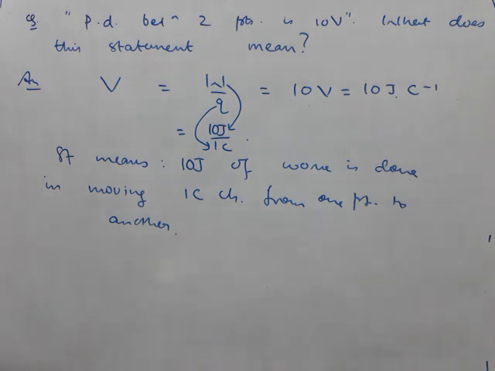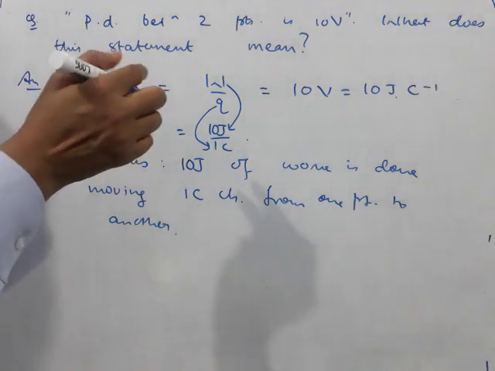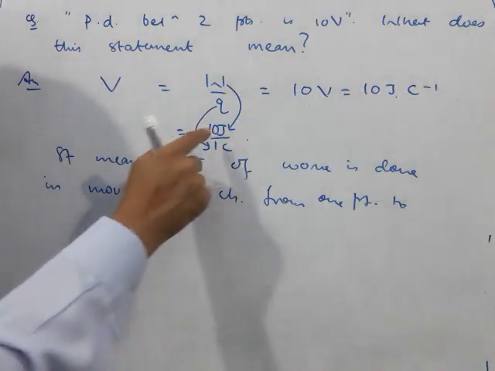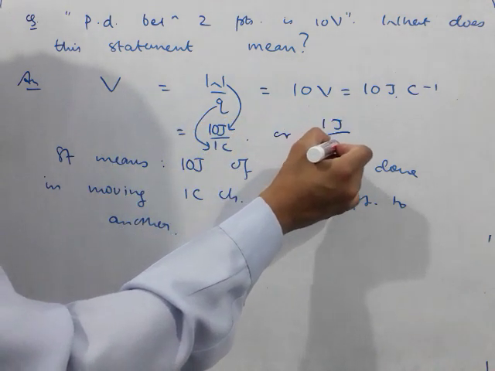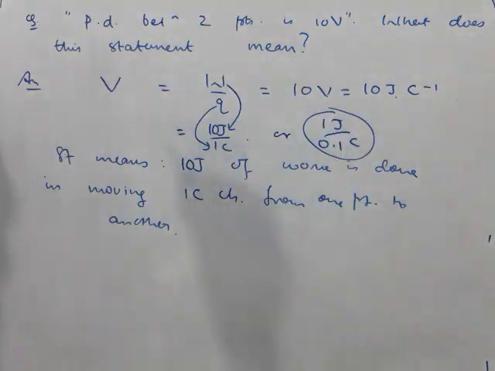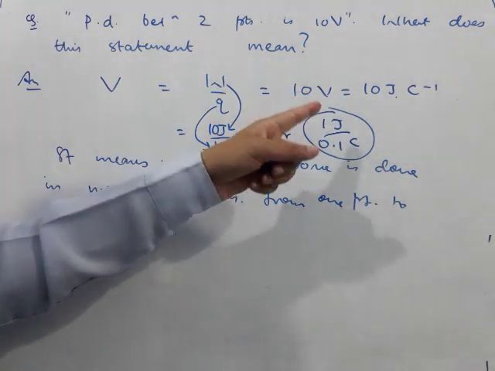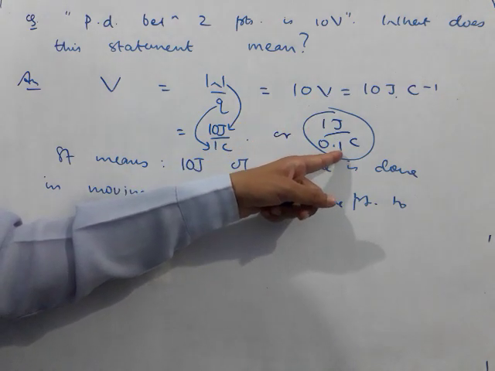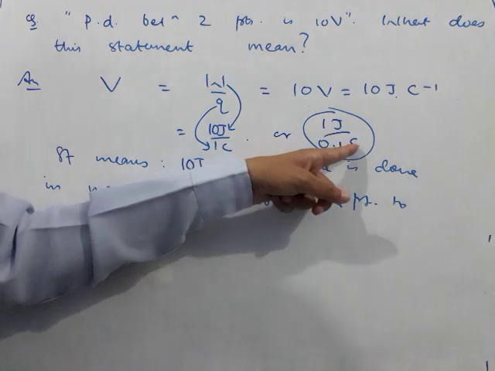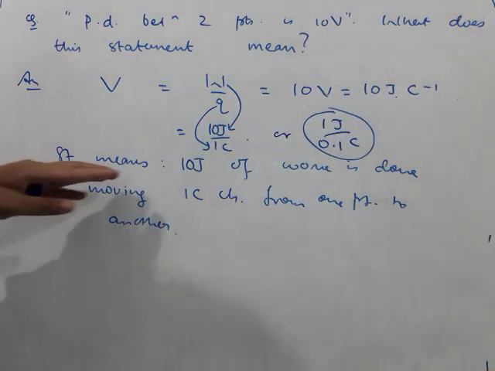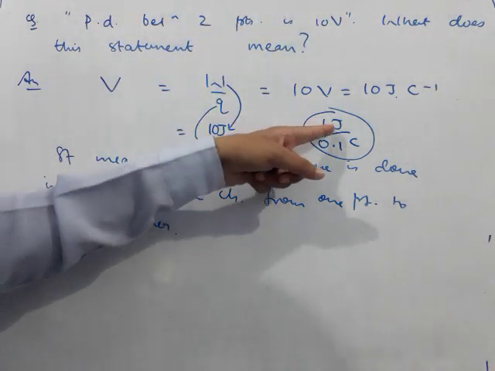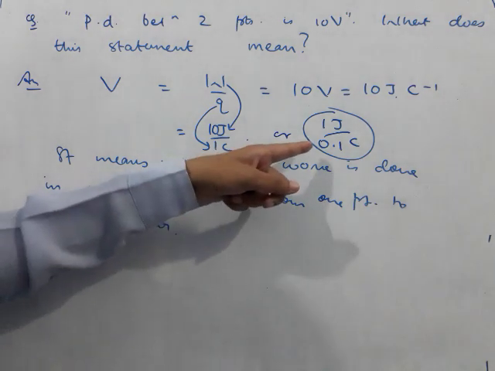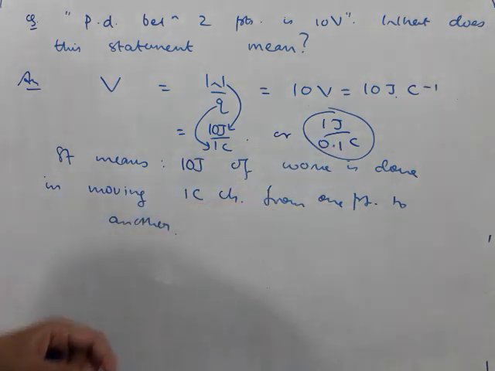See, you can put this answer in many forms. Somebody can write 10 joules per coulomb as 10 joule by 1 coulomb. Somebody might write it as 1 joule upon 0.1 coulomb. Is it right or wrong? Of course correct, no problem in that, because 1 by 0.1 will become 10 joule per coulomb. Can we write this answer like this? That potential difference between 2 points is 10 volt. This statement means that 1 joule of work is done in moving or bringing 0.1 coulomb charge from one point to the other. Answer is of course yes. No problem in that.